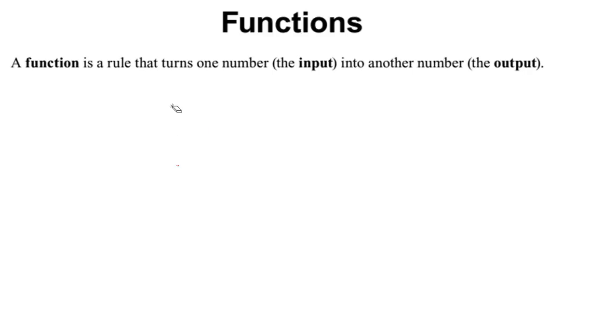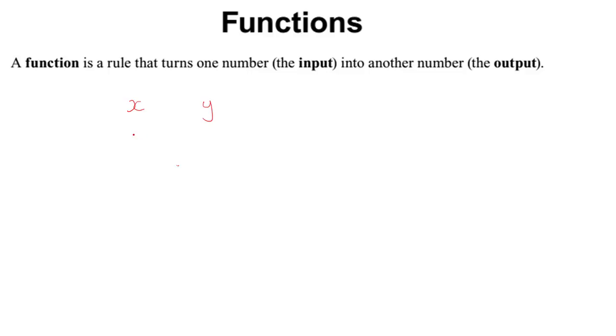The first thing we need to know is basically what function refers to. A function is a rule that turns one number, which is called the input, into another number, which is called the output. So you have a number you're starting with, and then a different number that you're finishing up with. For example, let me call the input x, which are the numbers I'm going to start with. And let me call the numbers I'm going to end up with, the output, y.